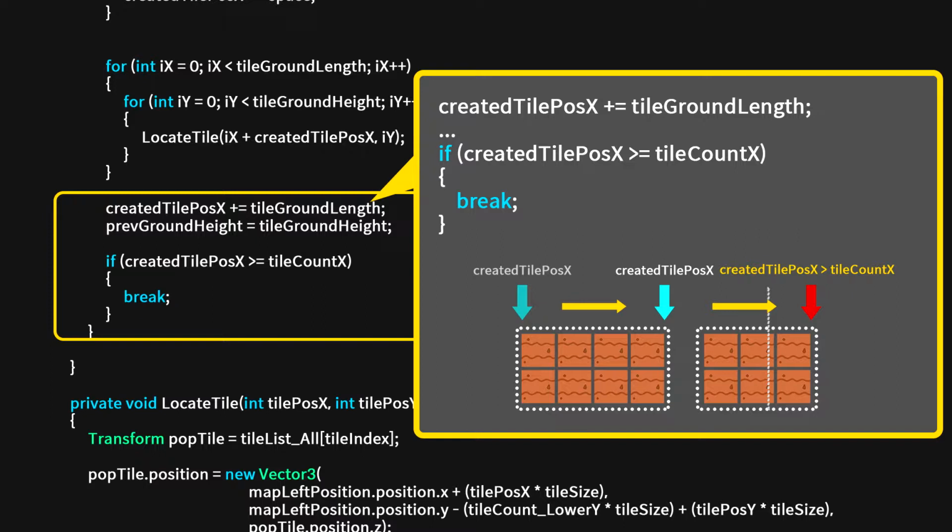If created tile pose x is bigger than tile count x, it means that the generated tiles are placed on the x-axis as much as the screen length. Therefore, in this case, use break to end the while statement.